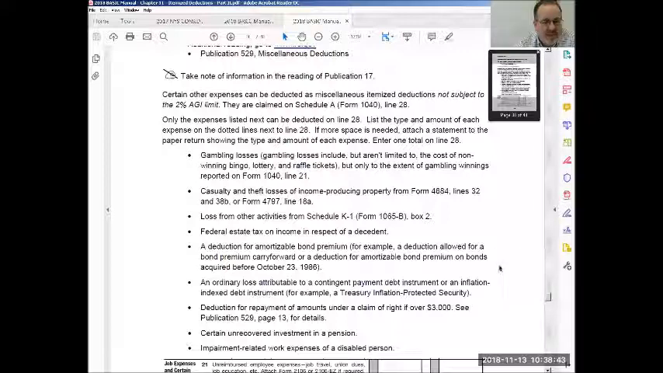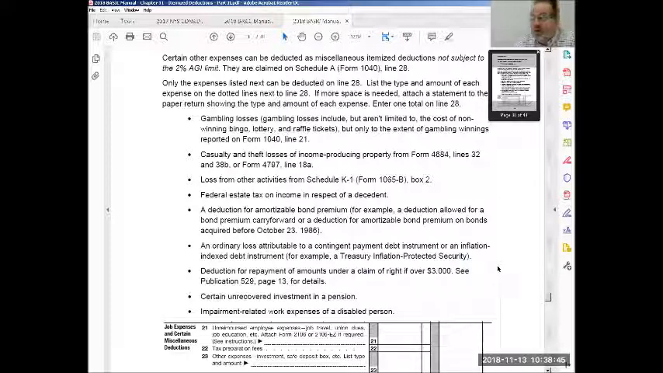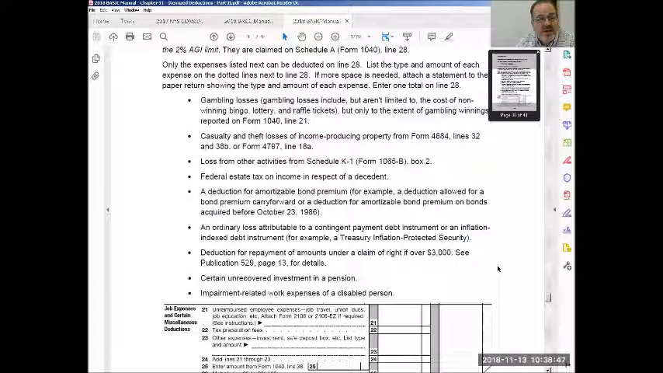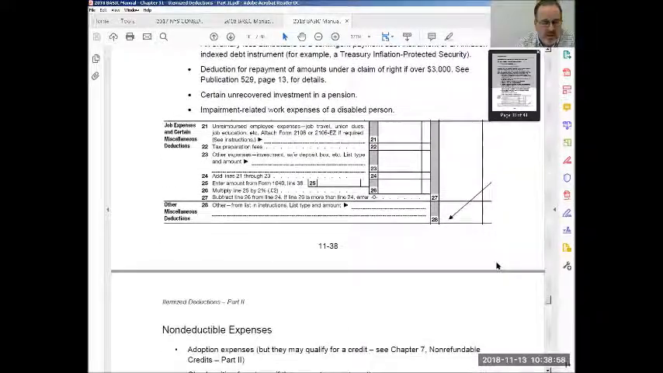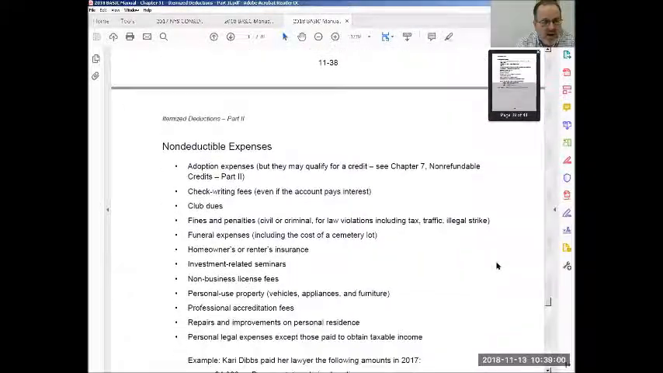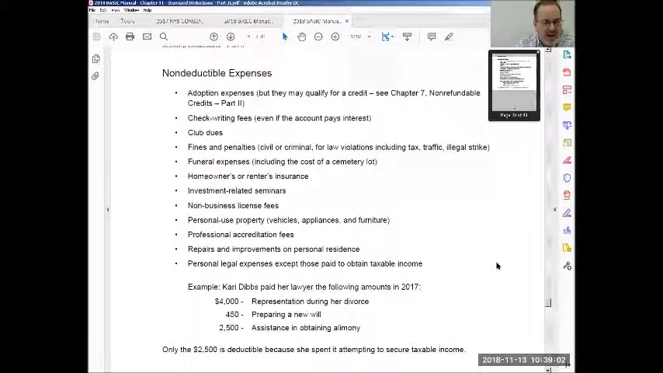But it talks about these. Now, I'm going to show you in the software. The quirkiness of the software is you have to type it in very specifically for these non-2% for it to e-file. And then it talks there on page 1139 about non-deductible.